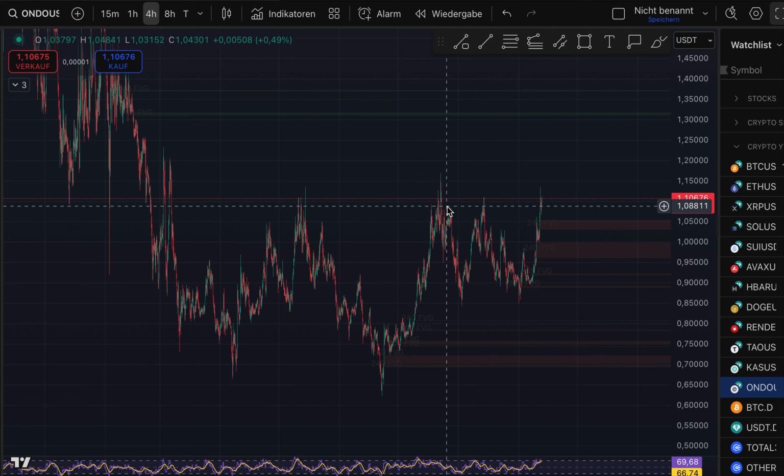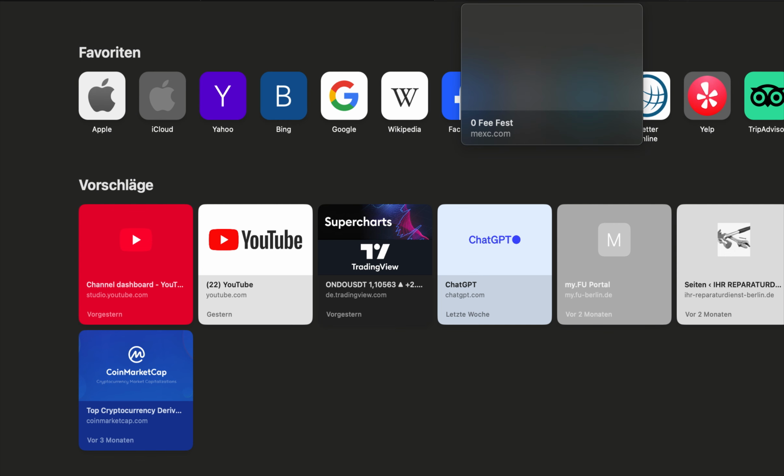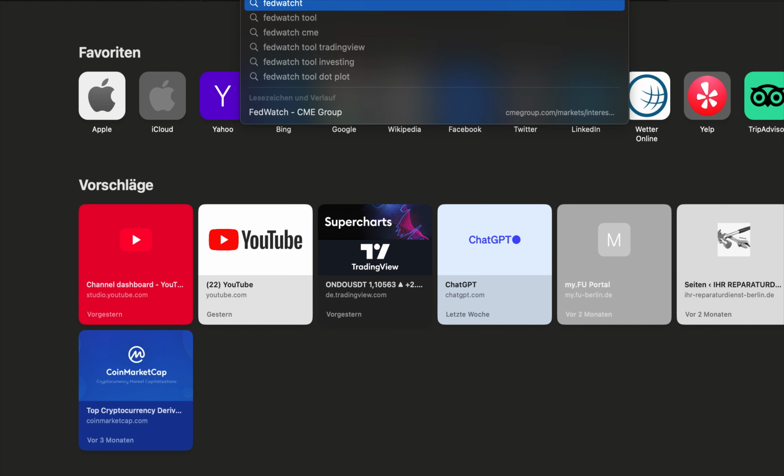Don't get fooled by any kind of TikTokers who just want to earn money with the current news. I personally think that yes, rate cuts are possible with a very high chance. If we see a 0.25% rate cut, then I think it's not going to be positive. I still think the market can sell off from it, because we already priced it in. For that, I would give you a tool. The tool is called the FedWatch Tool.